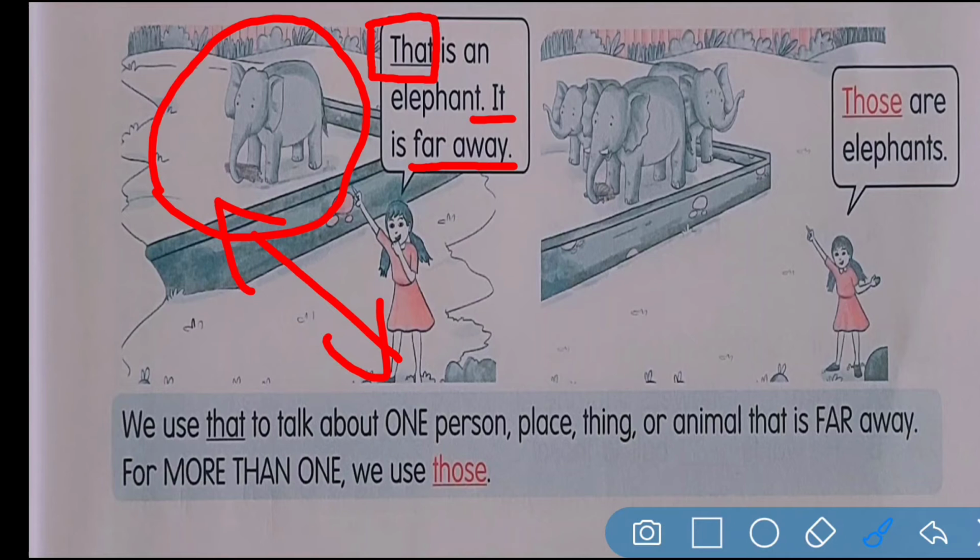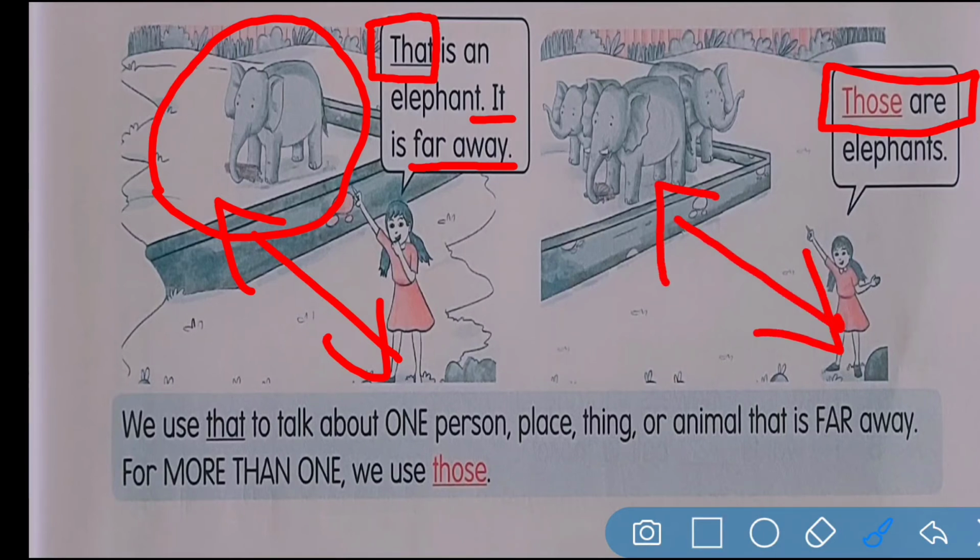And here in picture 2, you can see there are 3 elephants. 1, 2, 3. So what does Molly say here? Those are elephants. Those. Now if there are many but near us, we say these. Like Sam was standing near the 3 giraffes. That's why he said these are giraffes. But here Molly is standing far away from these 3 elephants. Now there are 3 but far away. So she cannot say these. She has to use the word those. And she says those are elephants.